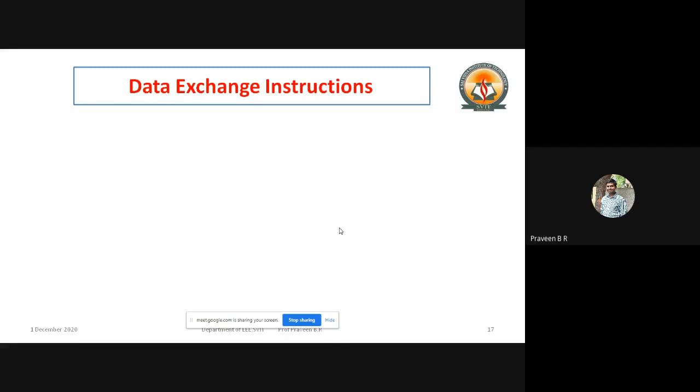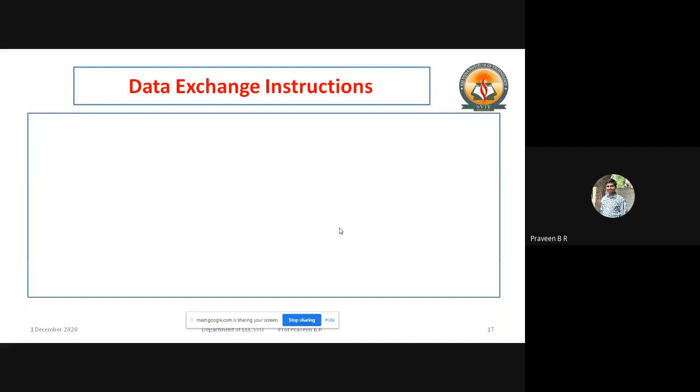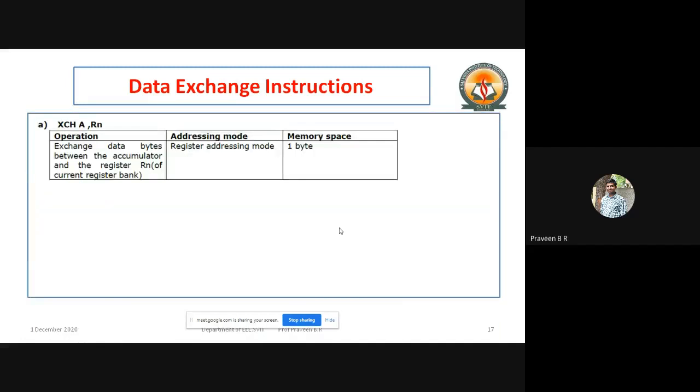Now, in this data transfer instruction, what you have understood is you are moving from the source address to the destination address. So one of the data is not permanent. Now, what we do right now is we'll concentrate on data exchange instruction. What is data exchange instruction? Here, the data that is present in the source is moved to the destination. The data that is present in the destination will be moved to the source. Such instructions are called data exchange instruction, and we use the opcode XCH.